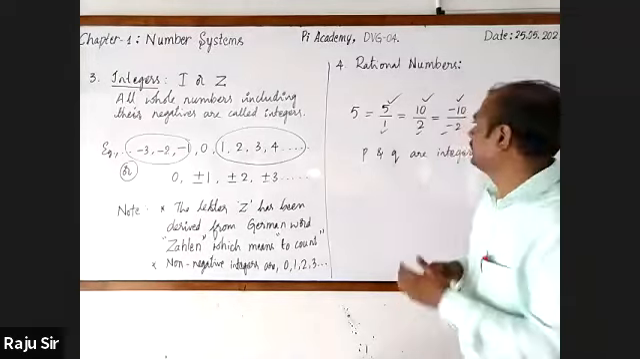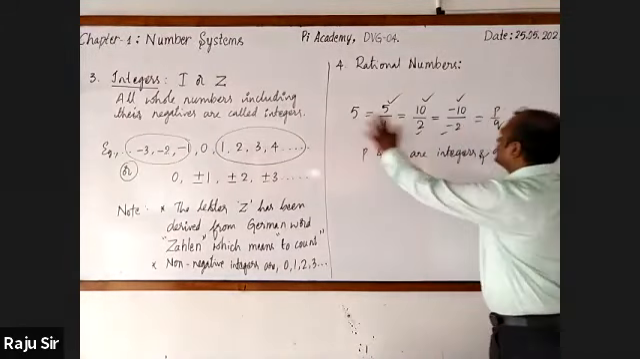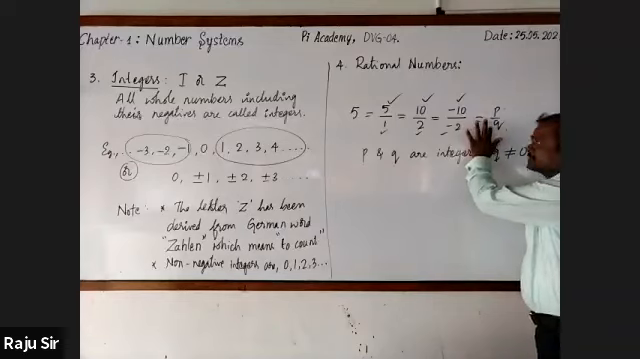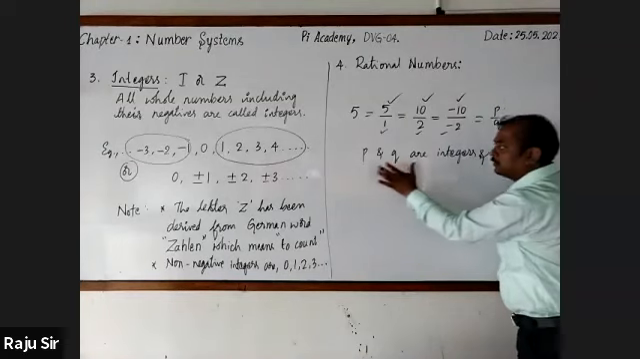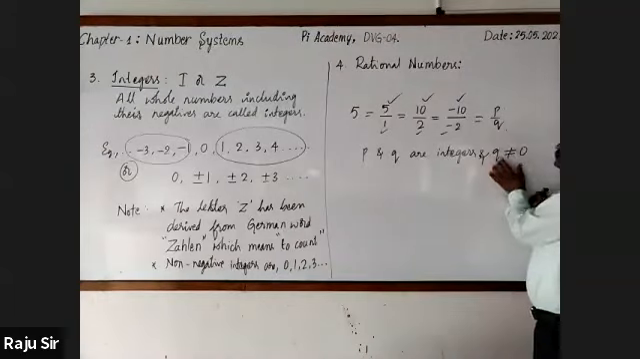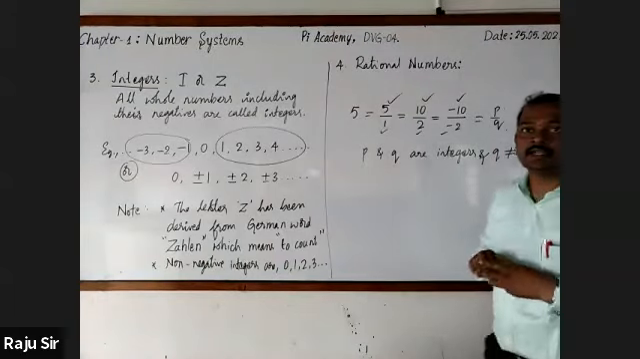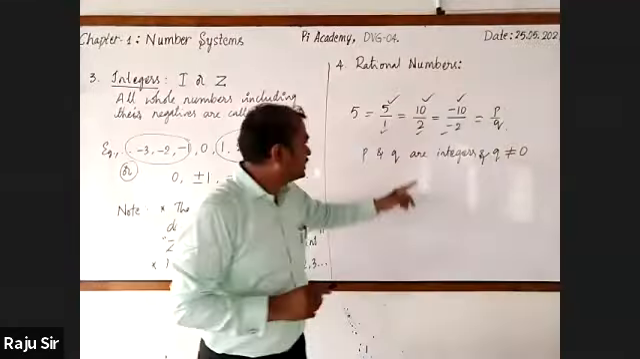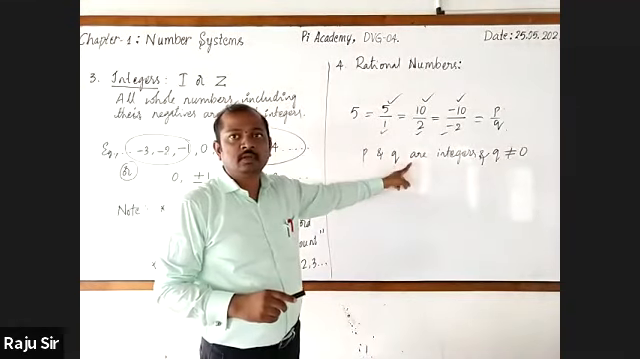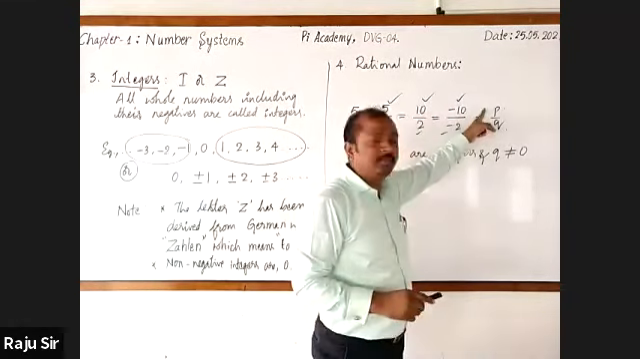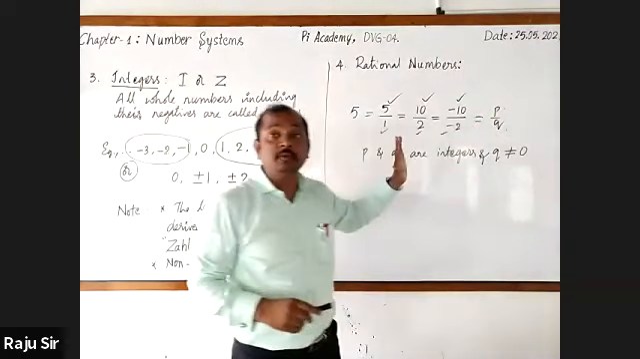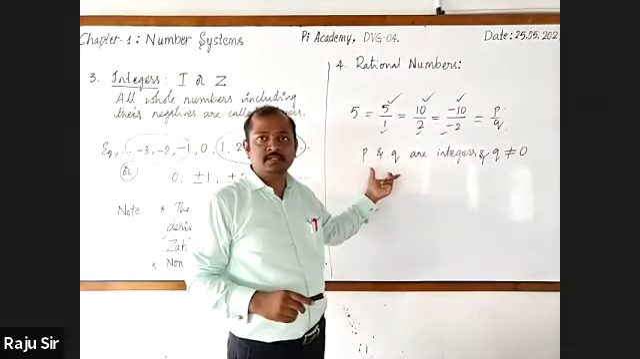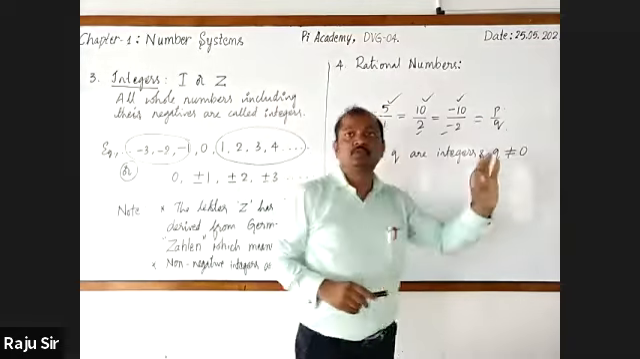Tell the definition. Observe. A number which can be expressed in the form of P by Q, where P and Q are integers and Q is not equal to 0, is called a rational number. So this condition is a must. It can be written in the form P by Q, P and Q must be integers and Q should not be 0.